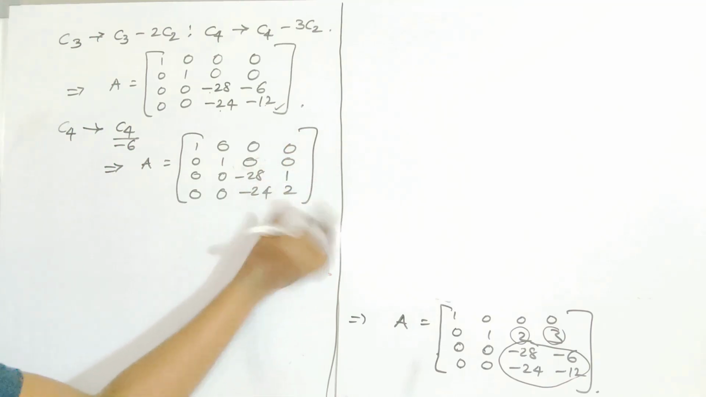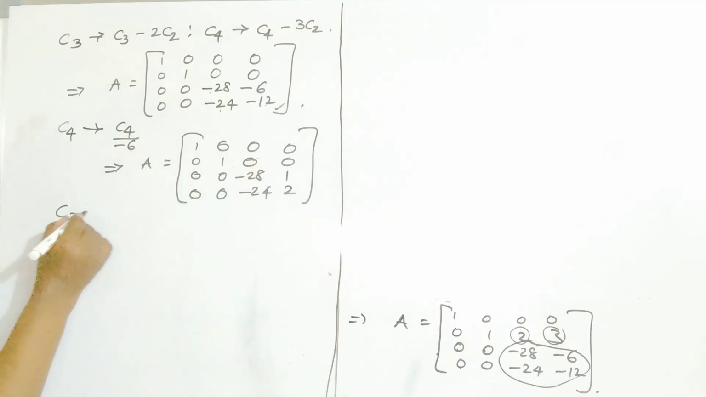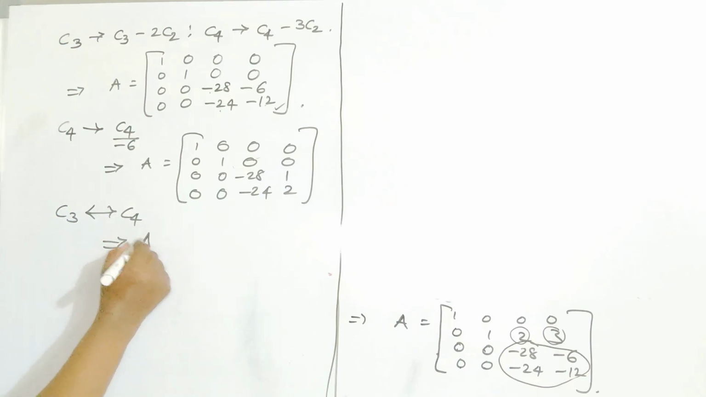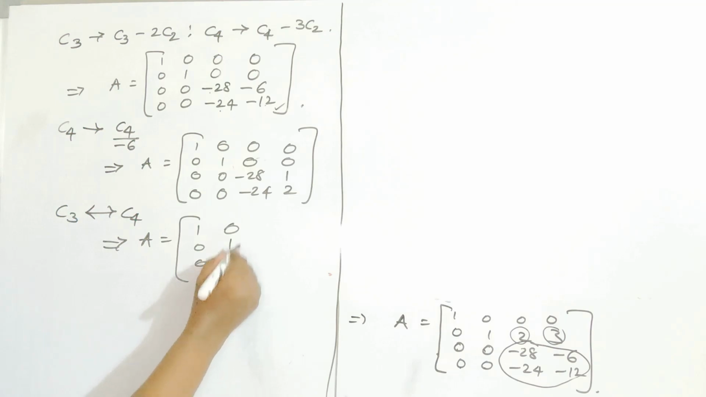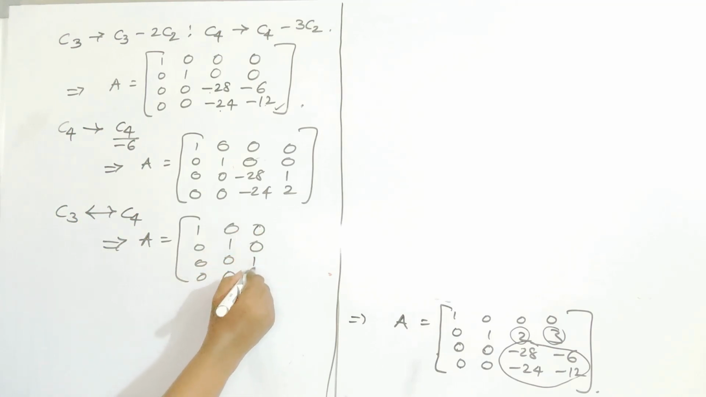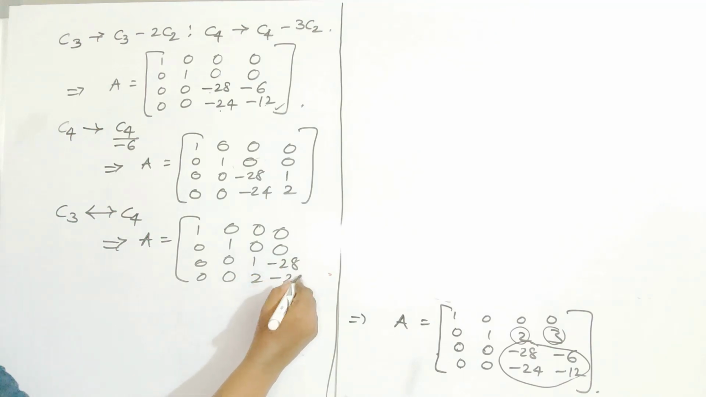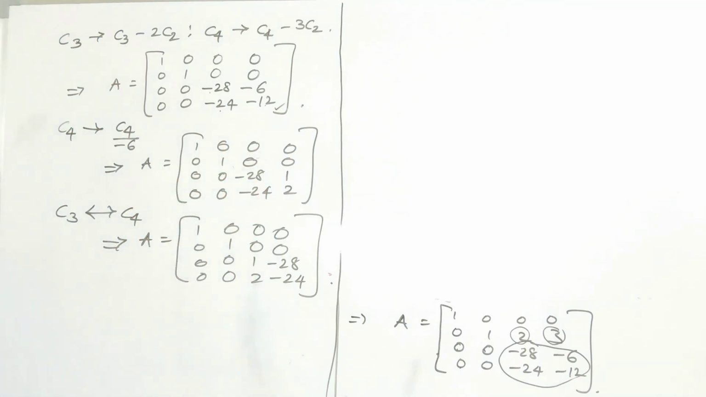Now we can interchange the columns, so you will get the third diagonal element as 1. So C3 can be written as C4 and C4 can be written as C3. So A is equal to 1 0 0 0, 0 1 0 0, 0 0 1 2, 0 0 minus 28 and minus 24. Next, you can also divide the third column by 4 as you wish.